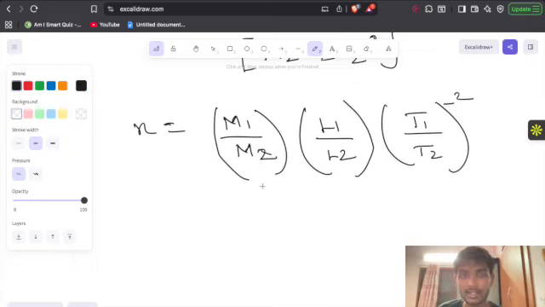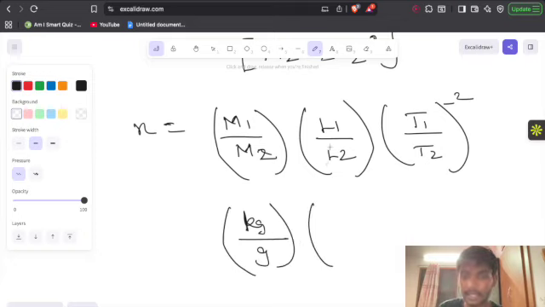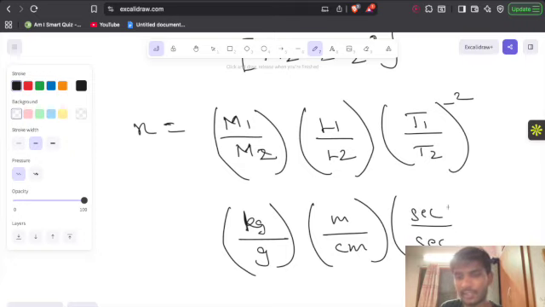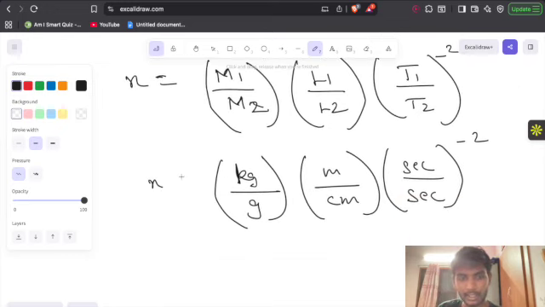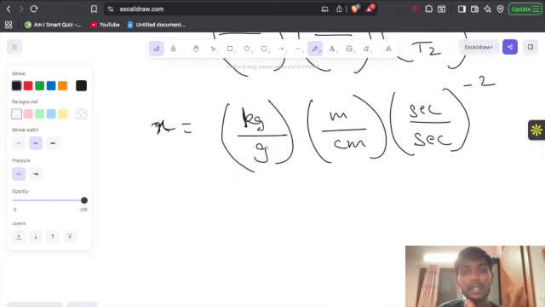Okay, since M1 is mass in the first system, that is kg, whereas in CGS system it is gram. L1 is in the MKS system, so it is meter by centimeter. Okay, then the time is same for both, so it will be second over second whole power minus 2. So this will be x.